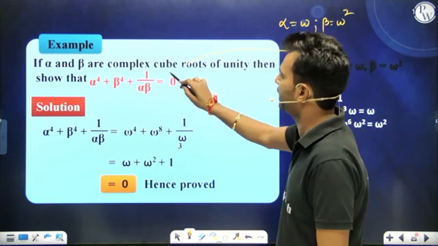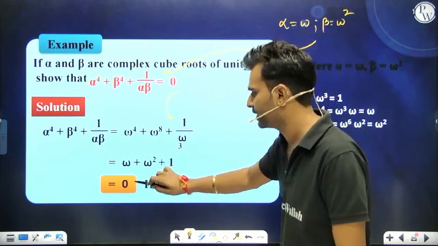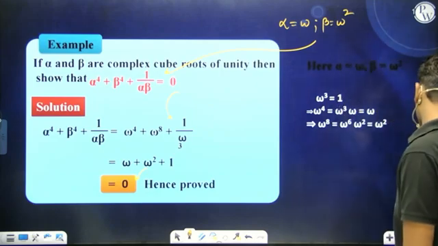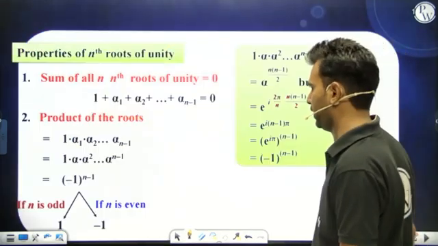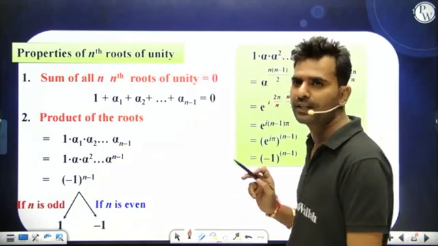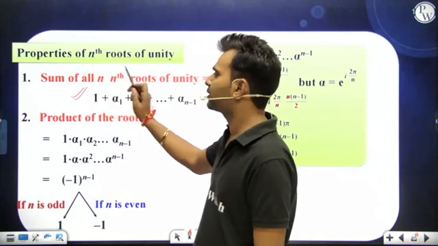Put these values over here and you will be able to find out the result. I don't think there has to be any confusion because a basic property is 1 plus omega square is equal to 0 only. Sum of nth roots of unity. So on the same pattern, 1 plus omega square was there. So here nth roots are there.